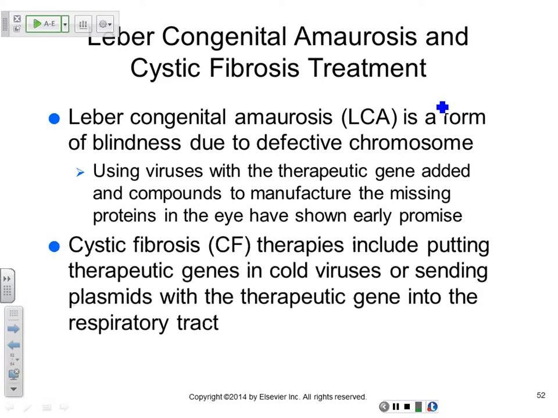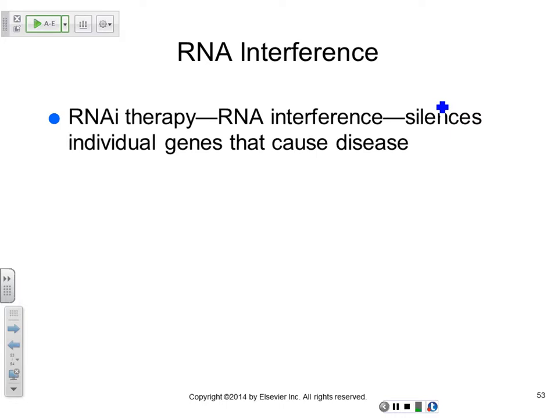And then cystic fibrosis, of course, because, like I said, it creates this thick mucus in the respiratory system. So you want to target the respiratory system. What do you use? A cold virus, because what does a cold virus do? It infects the respiratory system. So you can introduce that gene using a cold virus in these patients, and they get well. And they're also doing research on that, on cystic fibrosis.